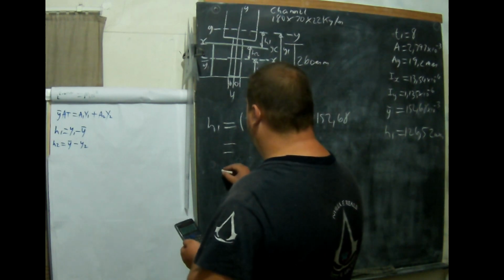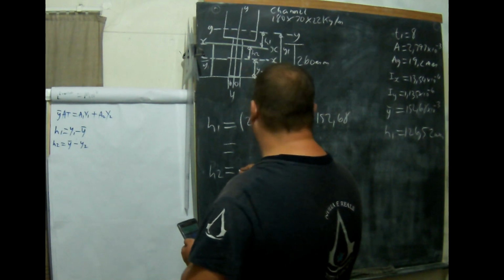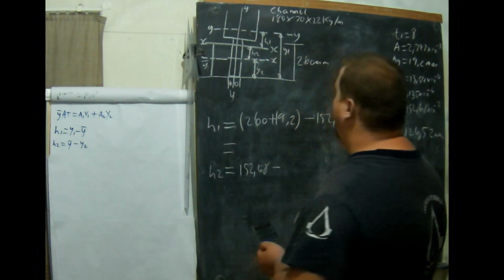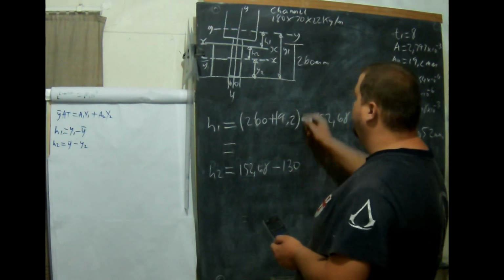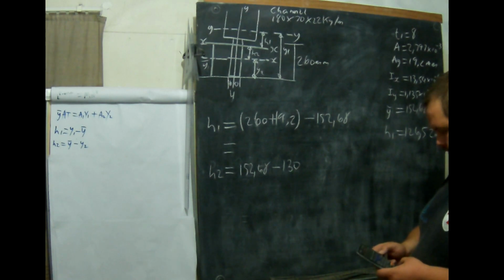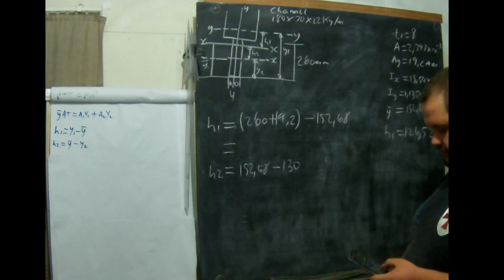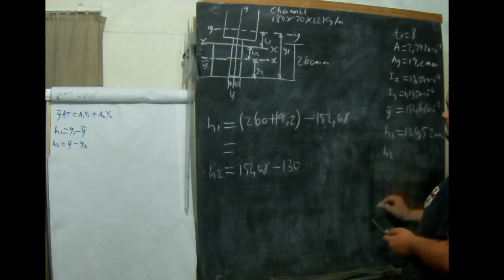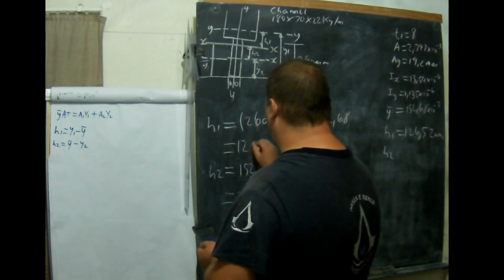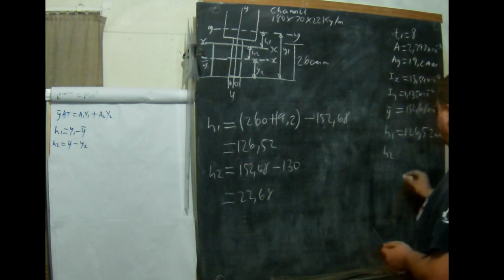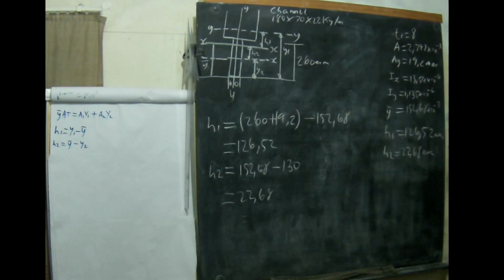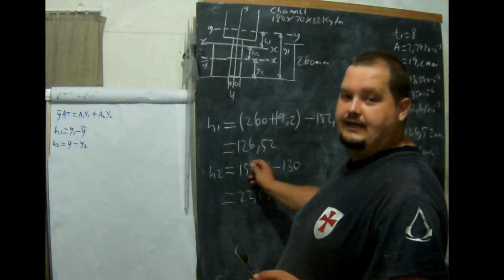Now H2 is equal to Y bar, which is 152,68, minus Y2. Now Y2 is 130 because it is exactly half of 260. So 152,68 minus 130 gives us H2. H2 is equal to 22,68. H1 is equal to 126,52 millimeters, and H2 is 22,68 millimeters. That will be important for the next sum.